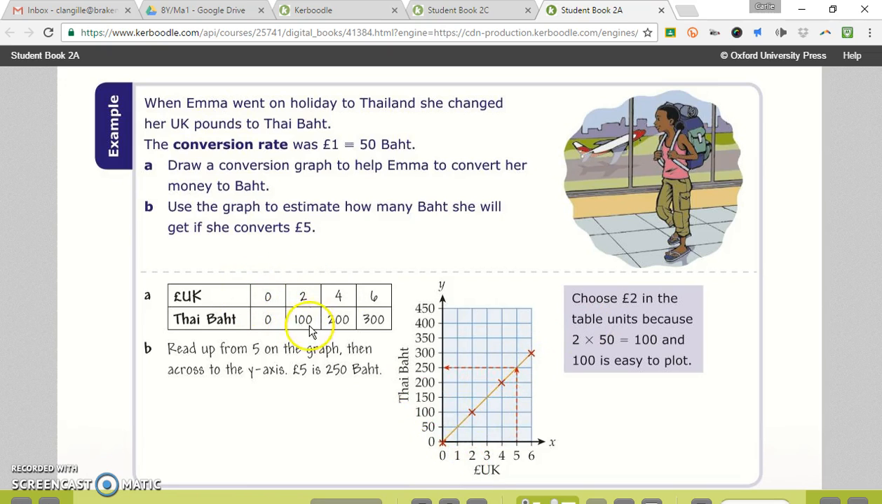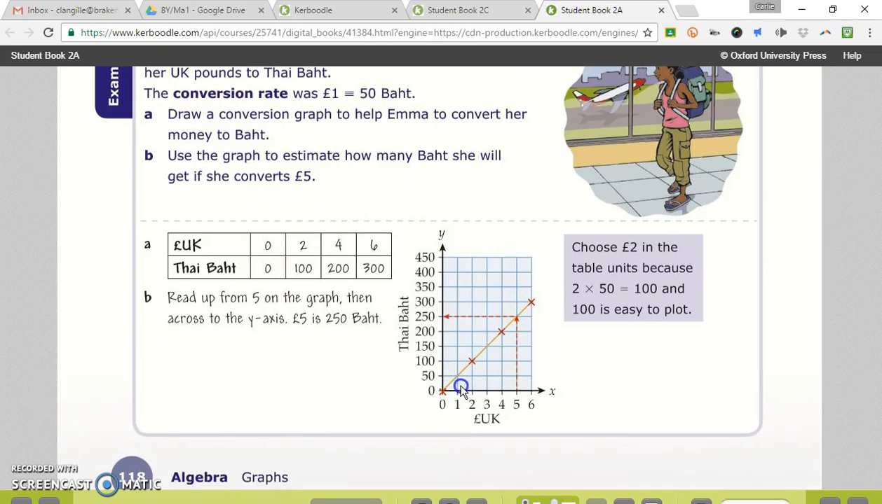And then we can make a table, and that gives us that £0 is going to be 0 baht. £2, we go over to 2 UK pounds and then go up and over, that gives us 100. 4 gives us 200, and 6, if we go all the way over to 6, go up, that gives us 300, okay?